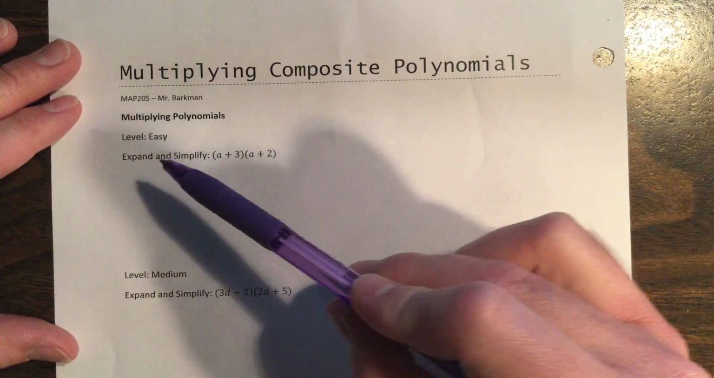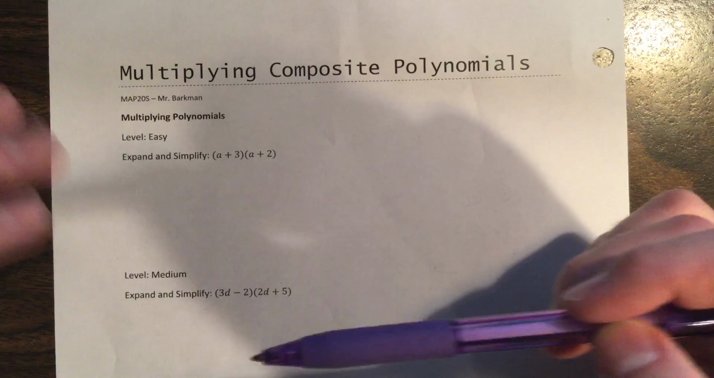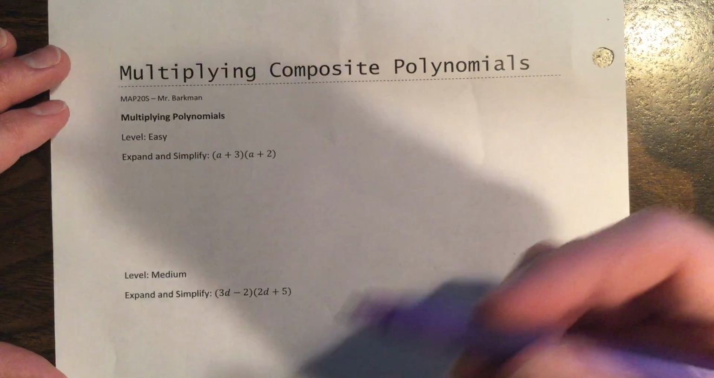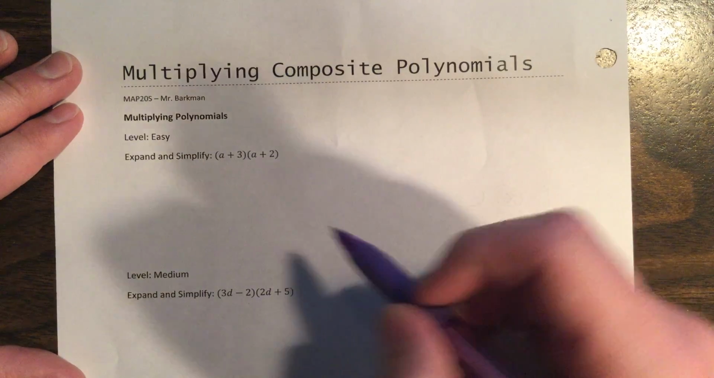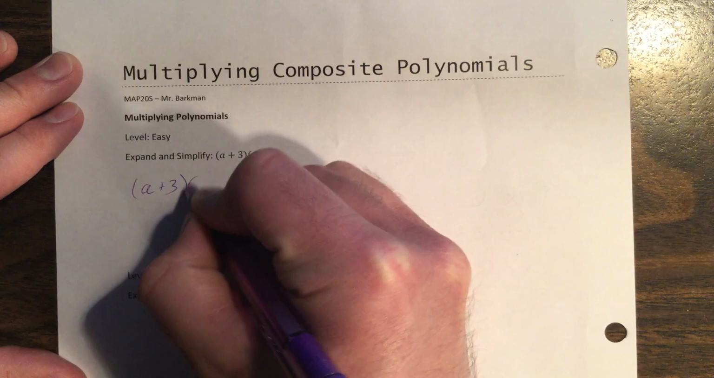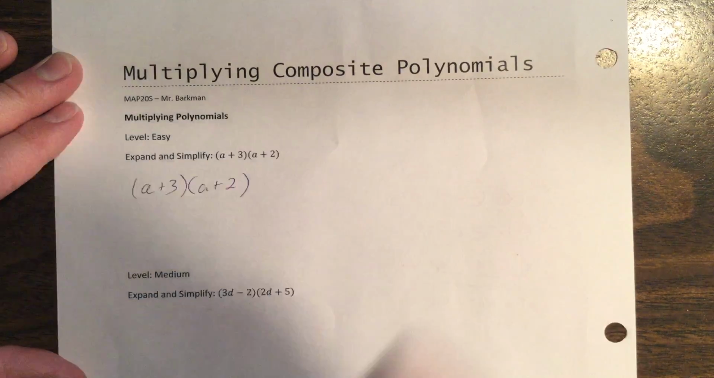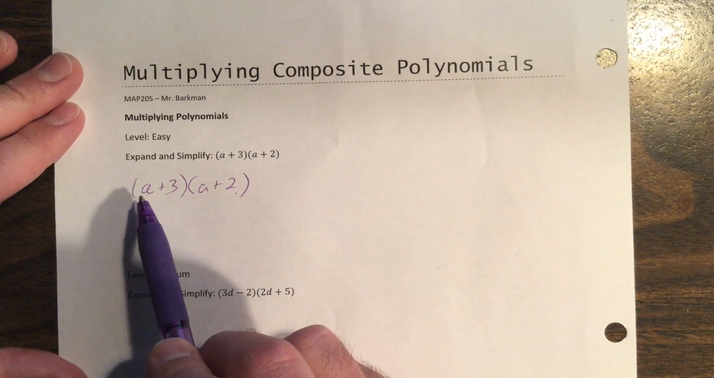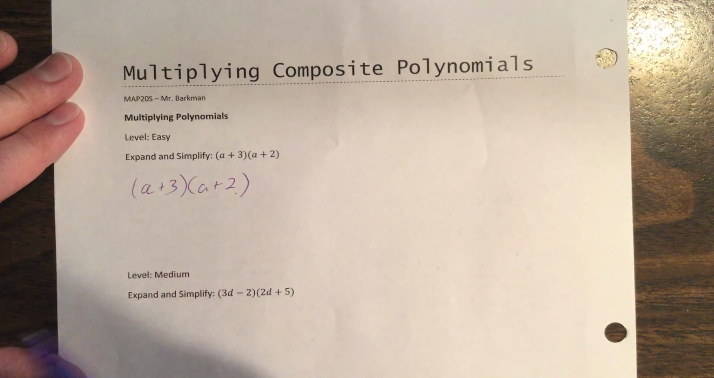Don't see that as being, if you can't do an easy one, you can't do a hard one. It's where we start and we work our way through, and it just becomes a little bit more complicated as they go. So let's look at this one right here. We have a plus 3, and we're multiplying a plus 2. These are both binomials. They both have two terms in there. We have an a and a positive 3 and an a and a positive 2.